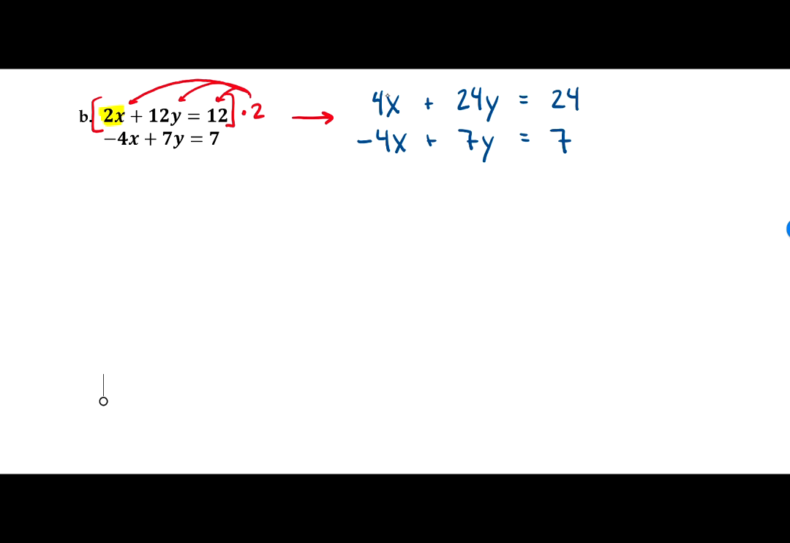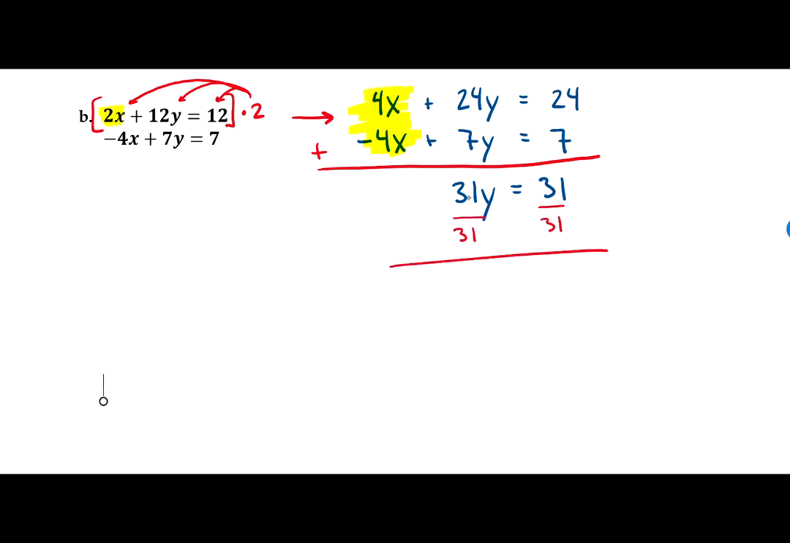So now we have what we want. Equal and opposite. A positive 4x and a negative 4x, when you add them together, they cancel out and give you 0x, or just 0. So when we add these two equations together, 24 and 7 is 31y is equal to 31. We can divide both sides by 31. And we have y is equal to 1.